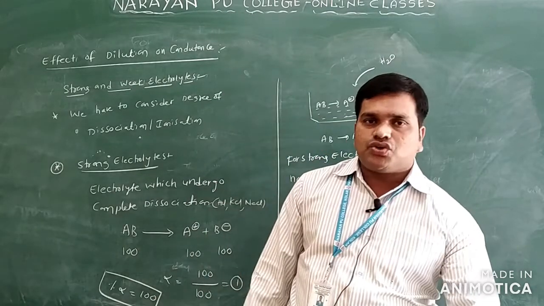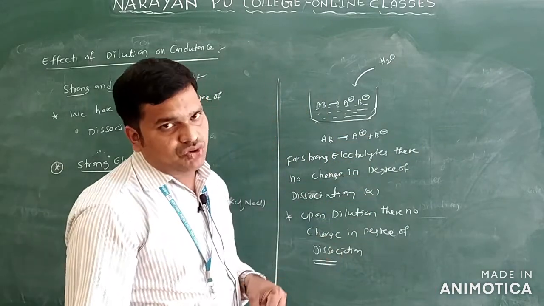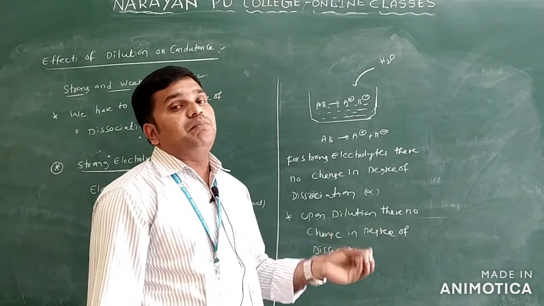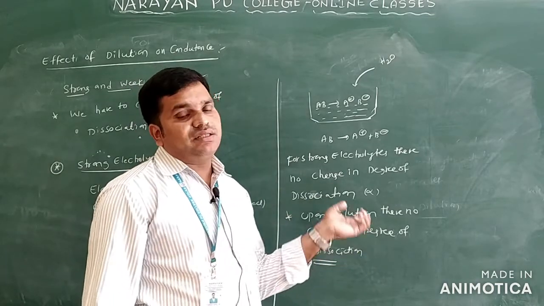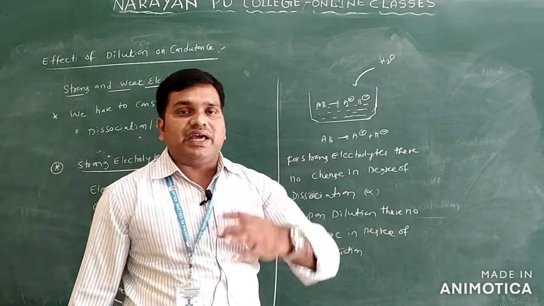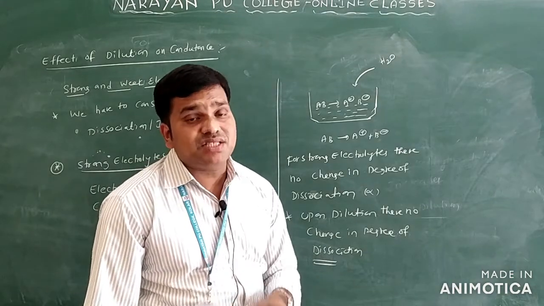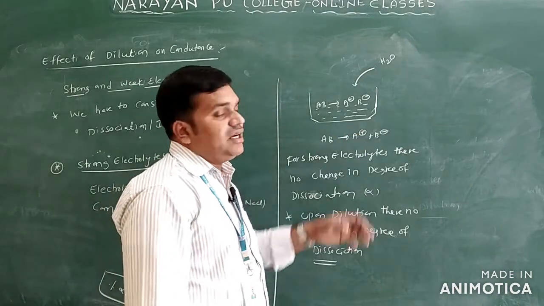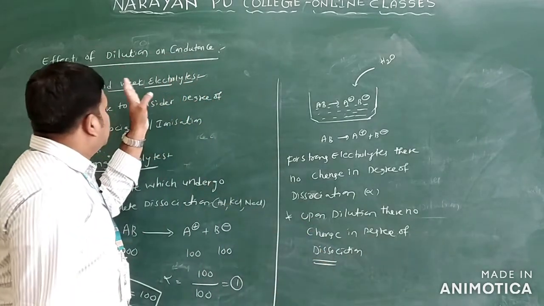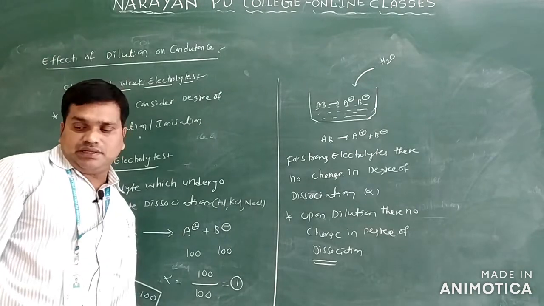Clear? So upon dilution, there is no change in the degree of dissociation for the strong electrolyte only, because the strong electrolyte already undergoes complete dissociation. So the alpha value does not change upon dilution. Conductance increases, but the charge of ions does not increase, because the ions are already stable in that solution. So this is for strong electrolyte only. Next we'll see weak electrolytes only.